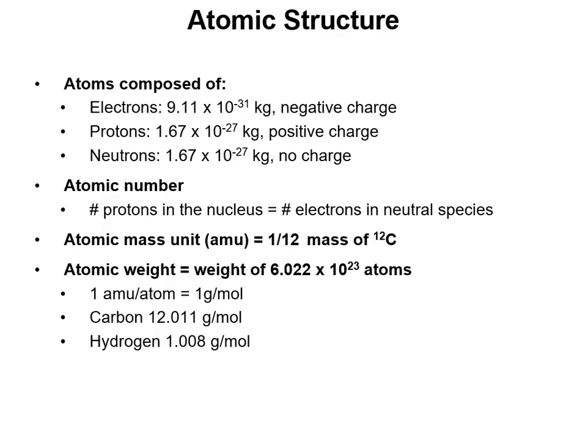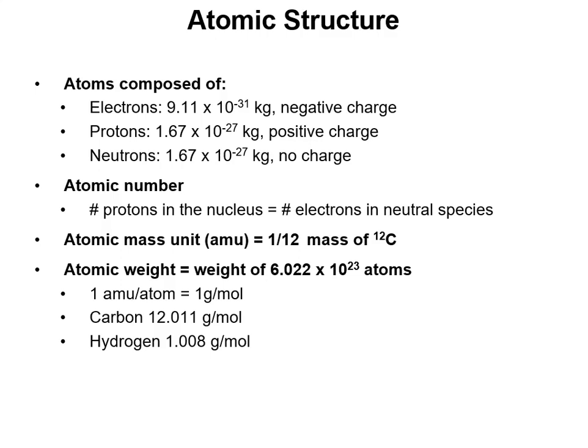So there's a convenient mass unit that has been accepted, which is equal to 1/12 the mass of carbon-12, and that's known as an atomic mass unit. The atomic weight of any atom for any element is equal to the weight of 1 mole of those atoms, and that's 6.022 times 10 to the 23rd atoms per mole. That's Avogadro's number, for any of you who recognize that.